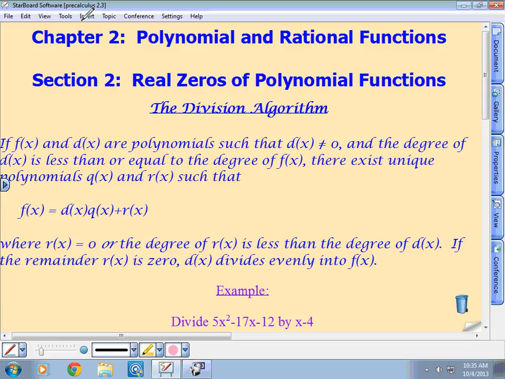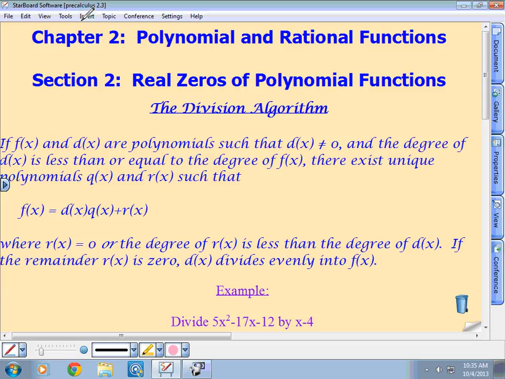So the idea is we want to find out where these graphs, where these functions cross the x-axis. Where is the value of the function 0? That's the idea of a real zero of a polynomial function.